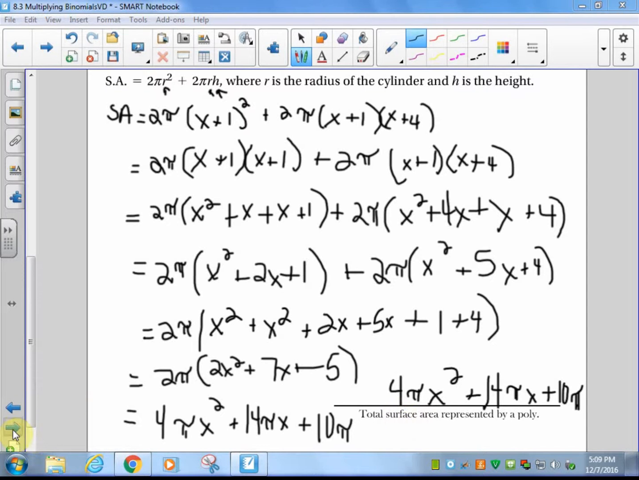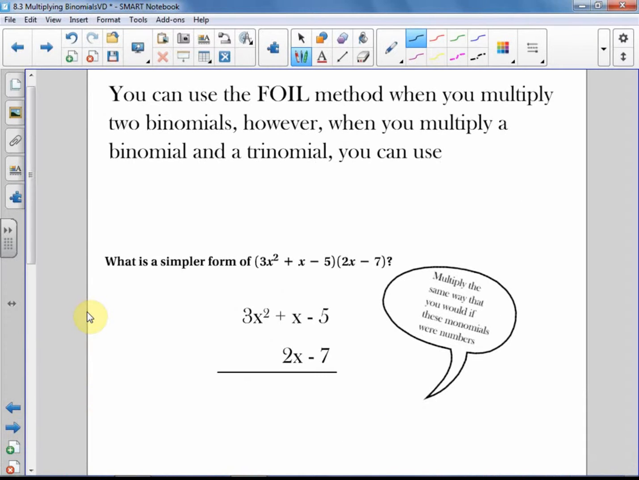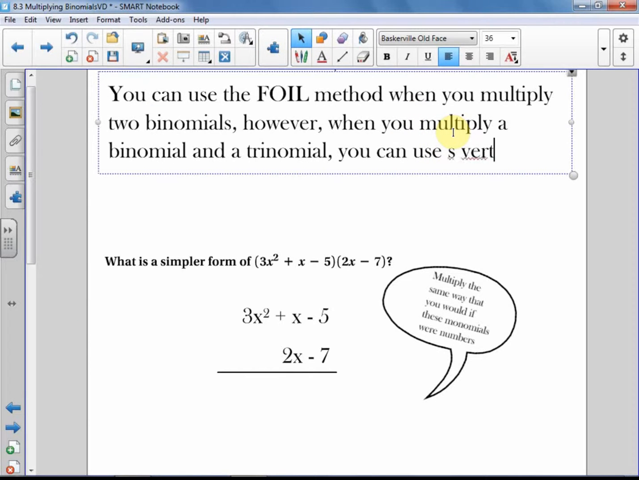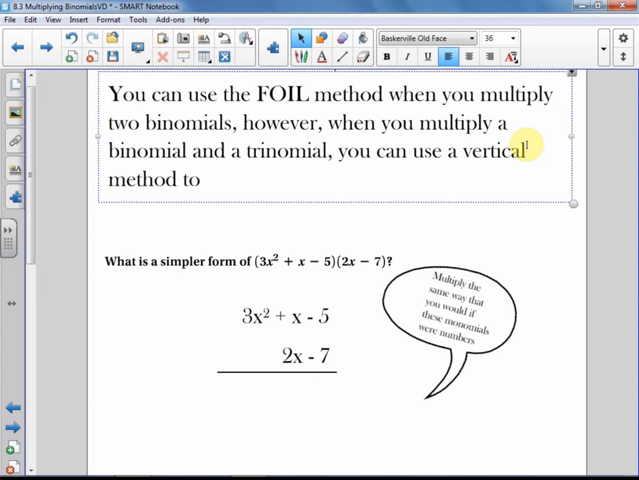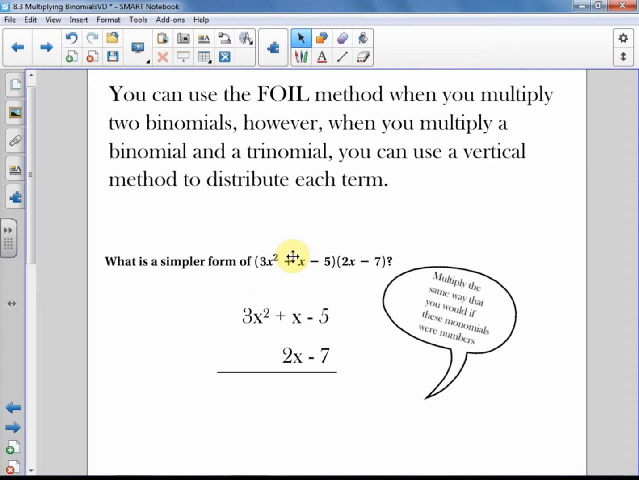Next, we're going to talk about multiplying a binomial with a trinomial. So you can use the FOIL method when you multiply two binomials. However, when you multiply a binomial and a trinomial, you can use a vertical method to distribute each term. So remember when we were adding and subtracting polynomials, we were lining them up vertically. We're going to do the same for when we multiply. So for our first example, we have a trinomial multiplied by a binomial. So remember way back when, either in elementary school or in middle school, where you had to multiply without using a calculator? Hopefully you remember.